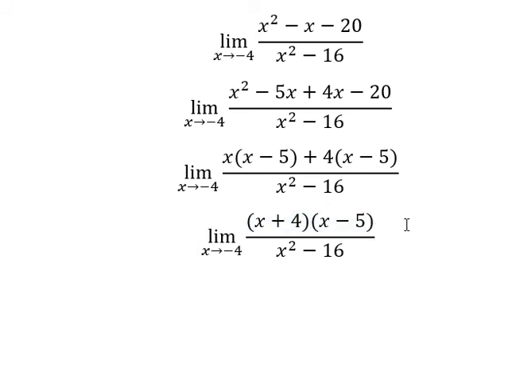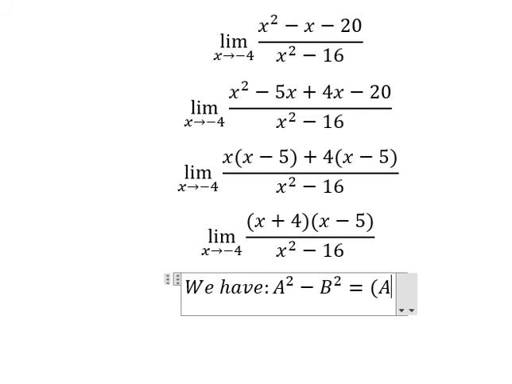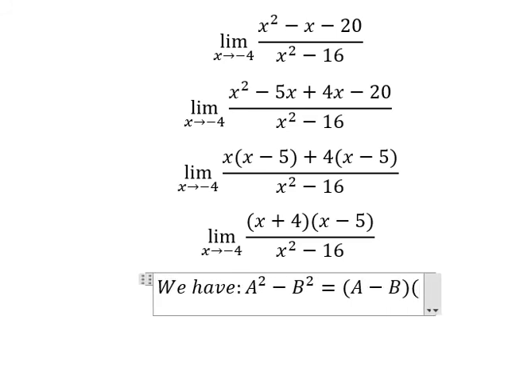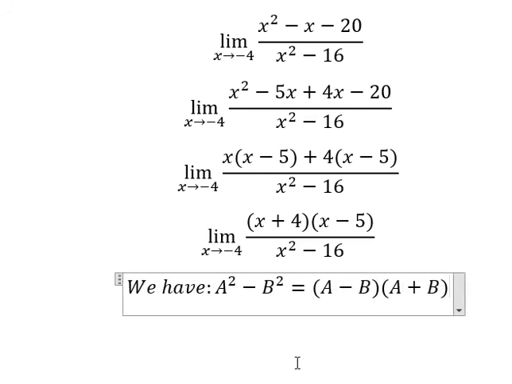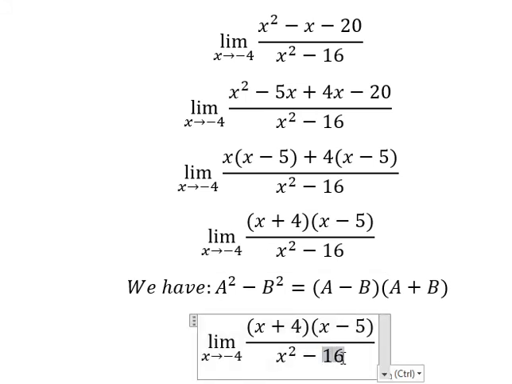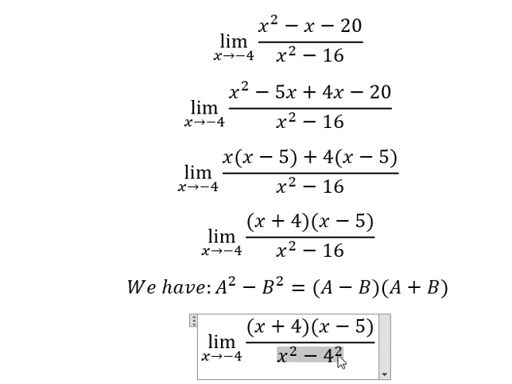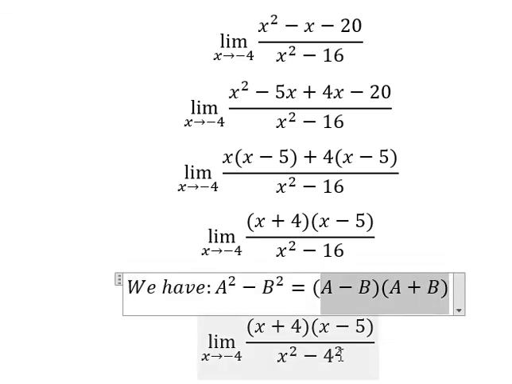Next, we have the formula in here. a square minus b square equals a minus b multiplied by a plus b. So about number 16, we can put 4 square. So we just apply this formula in here. And now I will transform this one into this one.